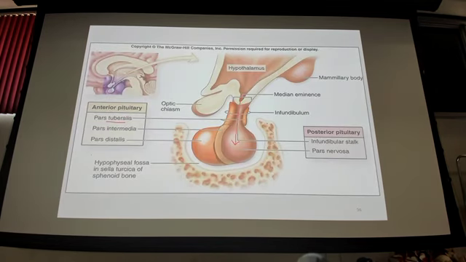And if you're orienting yourself this way, see, this is the brainstem right here, the cerebellum. Anterior, that's why it's facing this direction in this picture. Anterior pituitary, posterior pituitary. Optic chiasm, interesting.